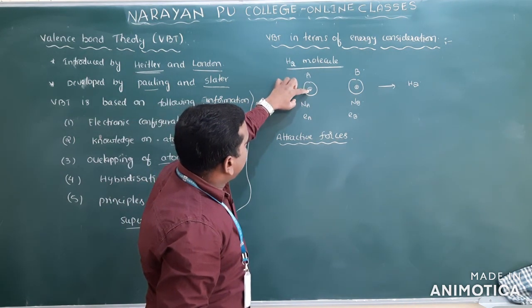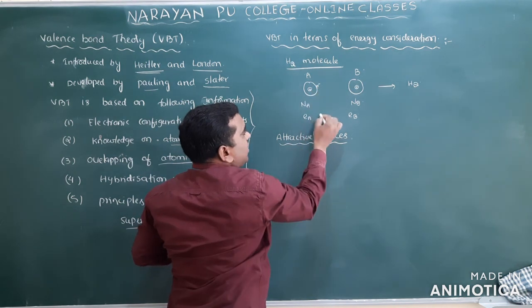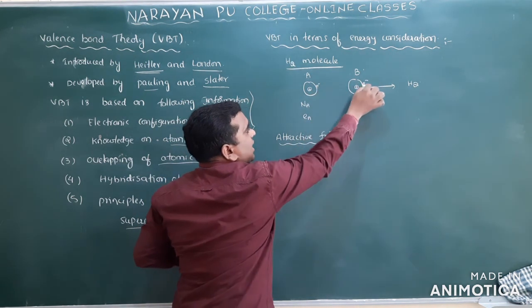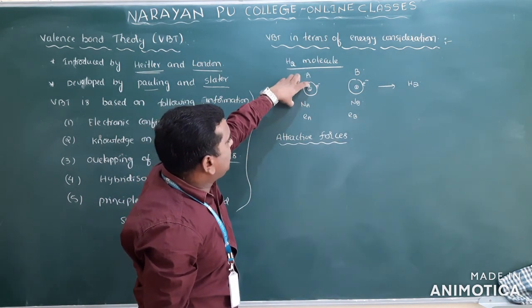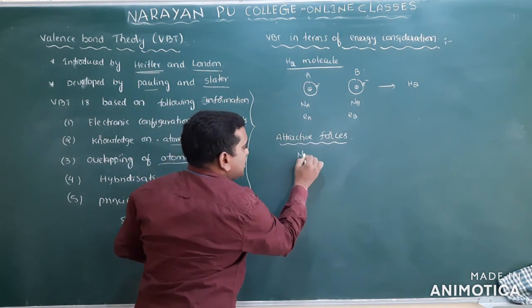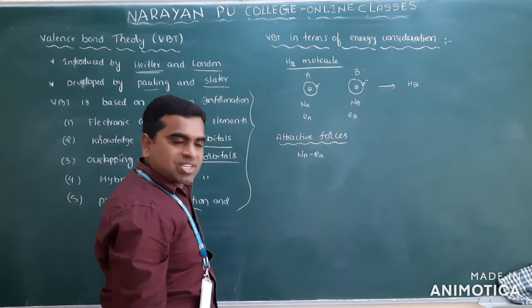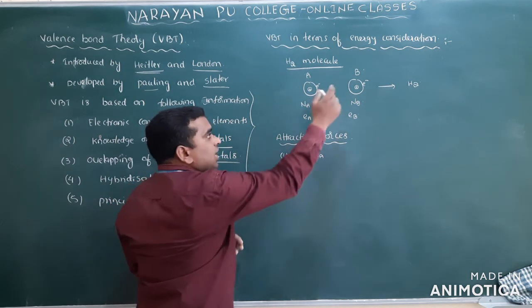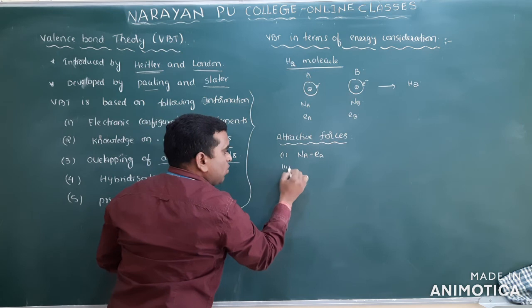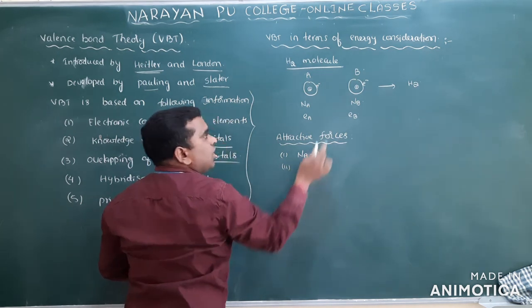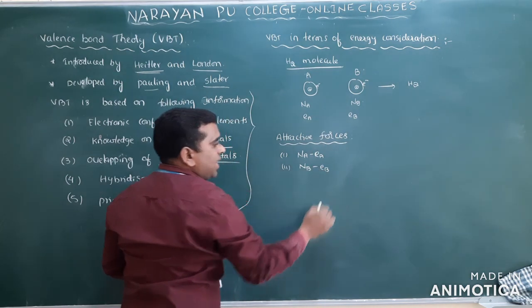Here Na means the nucleus of atom A, and Ea means its electron. Here also a hydrogen atom, with nucleus B and one electron. There will be attraction between the nucleus and the electron. So this is Na and Ea attraction. This is one attraction. The second one is the nucleus of one atom with its own electron.